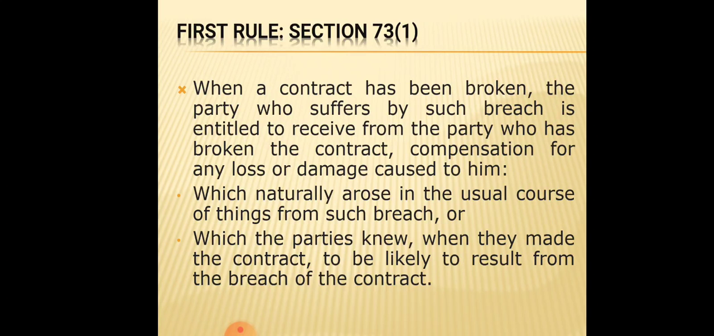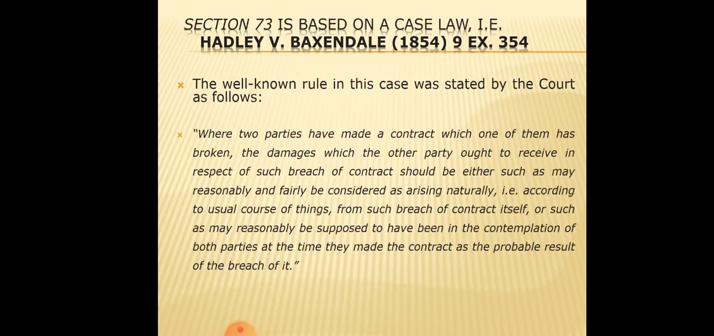So it should have arisen naturally in the usual course. Next is what the parties knew when they made the contract to be likely to result from the breach of contract. Suppose the party knew about the impossibility to perform, or that the terms and conditions could not be performed, in that case they may have this kind of remedy. The party may have the right of compensation upon the breach of a contract.